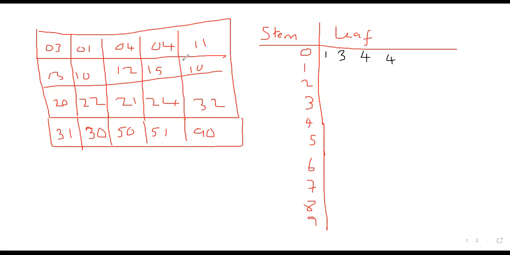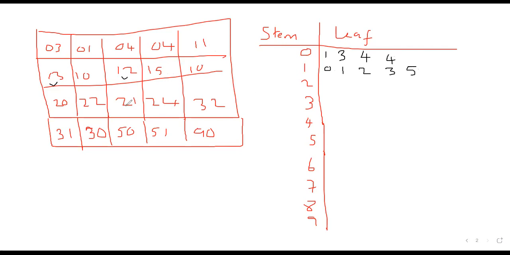On the ones, the smallest number is what? 10. So 1, 0. What's the next number we have? 11. So 1, 1. What's the next number we have? 1, 2. It's 12, in fact. Then 1, 3. Then 1, 5.